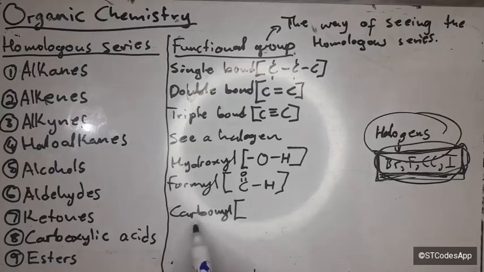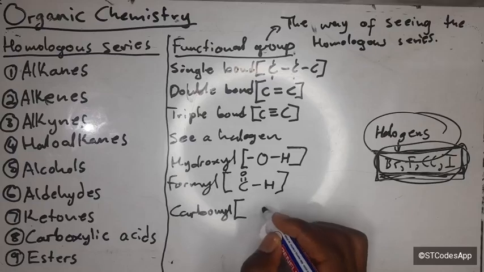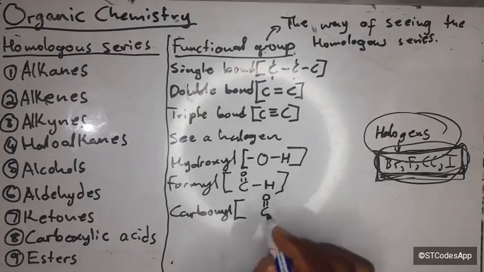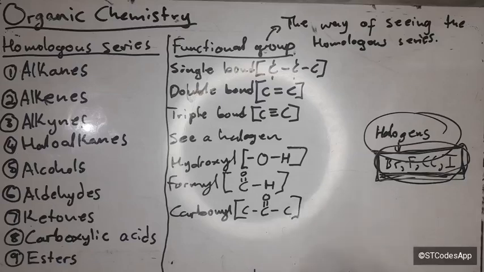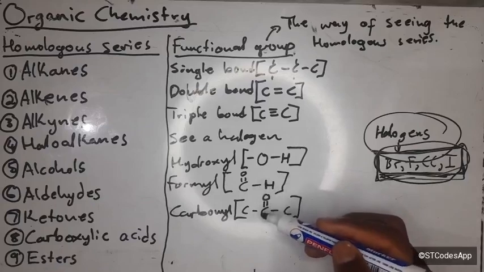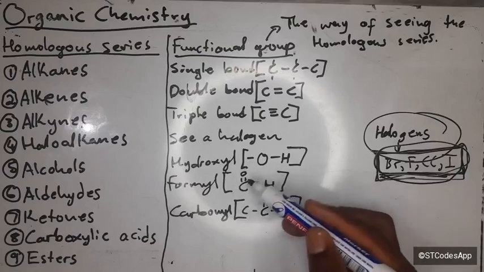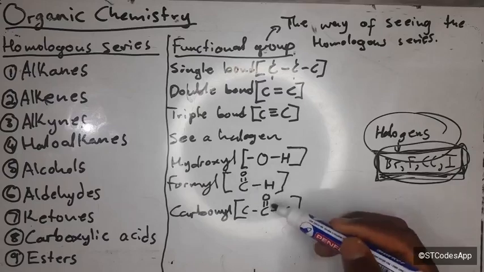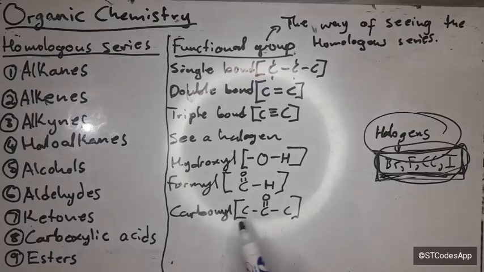The name for the functional group of ketones is carbonyl, and the structural formula is going to be like this: double bond O, then here we should have a C and a C here. These are the distinctions between the functional group of aldehydes and of ketones. The formyl has C double bond O, then H. But with this one, there's C double bond O, and that C should be attached to other C atoms.